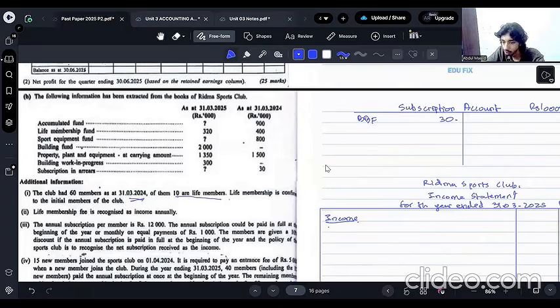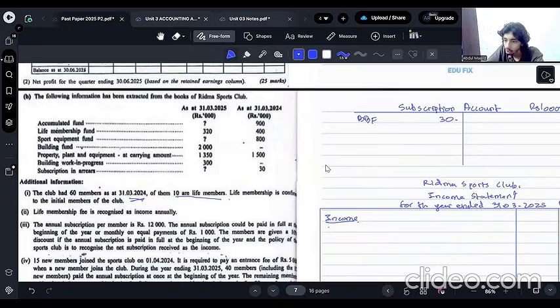Life membership is confirmed to the initial members of the club, the ones who made the club. Life membership fee is recognized as income annually.